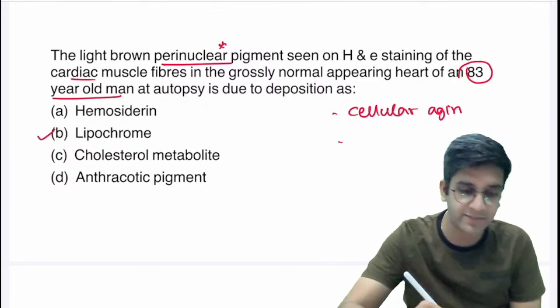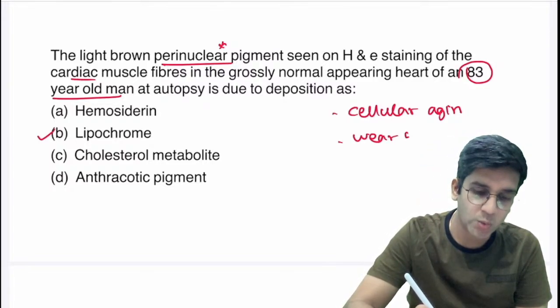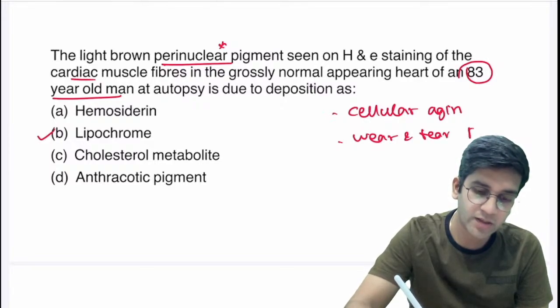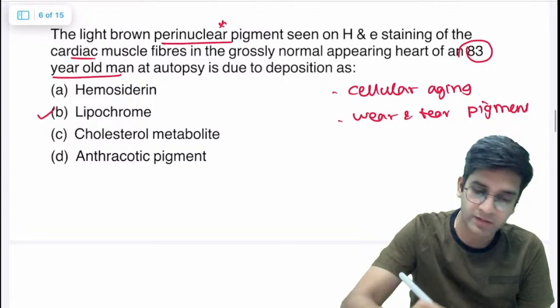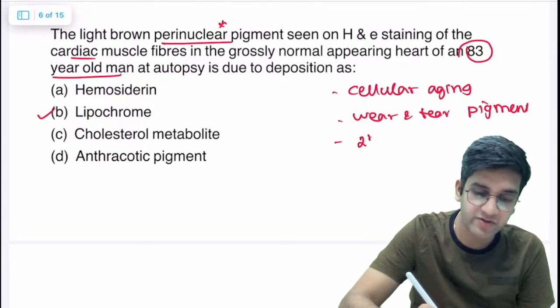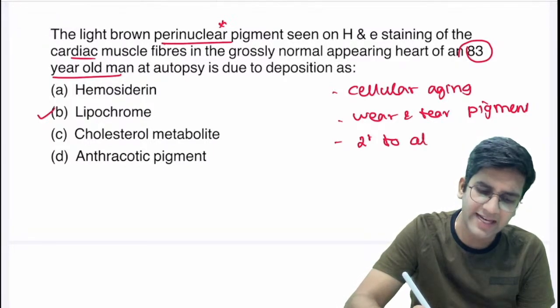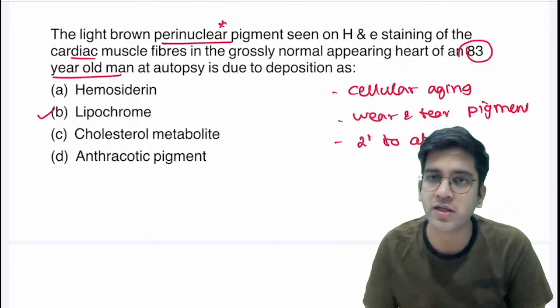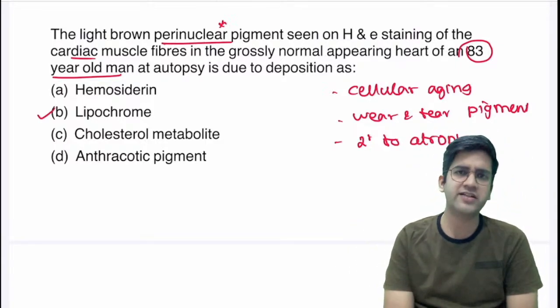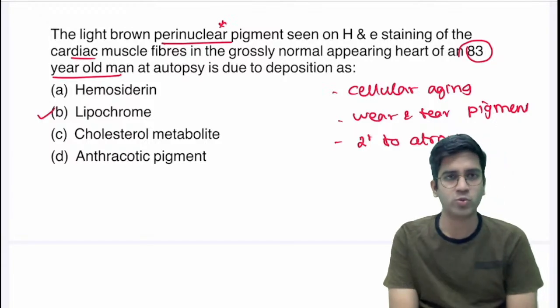There are a few other names for this pigment. We also call it a wear and tear pigment. It's a pigment of cell aging. Okay, it's a pigment seen secondary to atrophy. Anywhere there's an old protein, it gets destroyed and accumulates. That's what is here. You'll have lipid peroxidation, and obviously an increase in autophagy, an increase in atrophy. It's a lipochrome pigment, as simple as that.